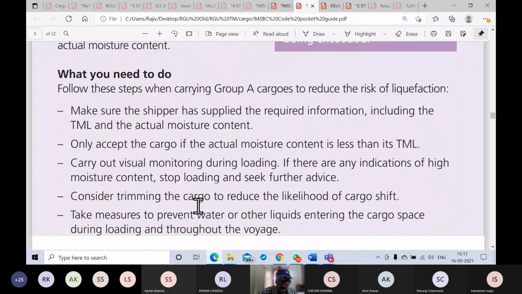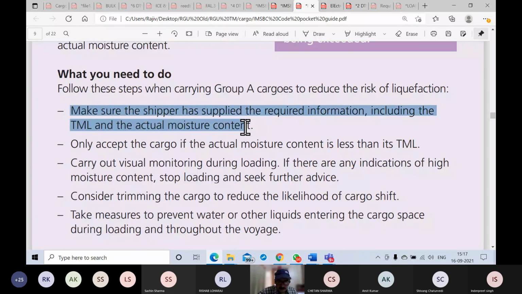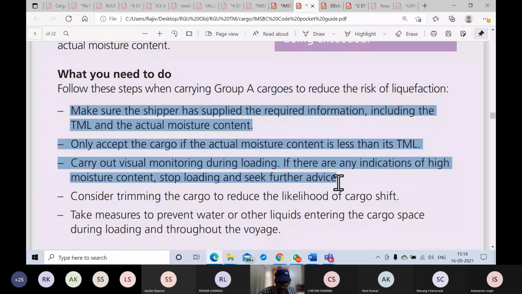So there are some steps you will need to take to reduce the risk of liquefaction. Make sure the shipper has supplied the required information, which is TML against actual moisture content. Only accept if actual moisture content is less than TML. Carry out visual monitoring during loading. Any indication of high moisture content, stop loading and seek further advice, meaning you will inform charterers, cargo owners, etc.